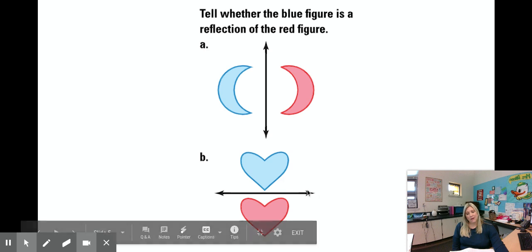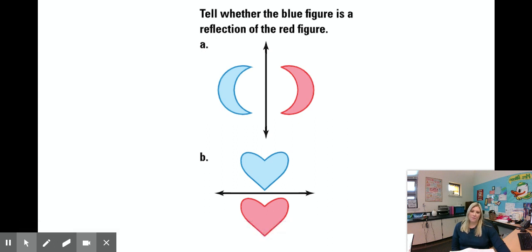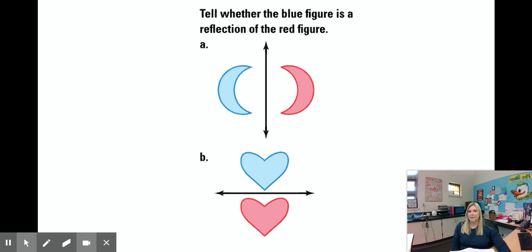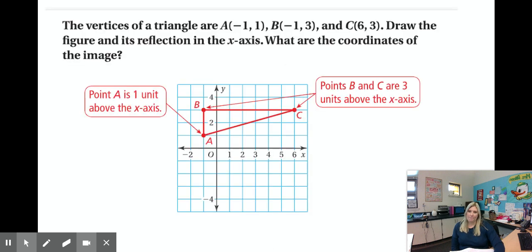Let's look at B. The heart, the red heart, if it was flipped over this horizontal line, then this heart would look upside down. So it looks more like a shift or a translation, not a reflection or a flip.